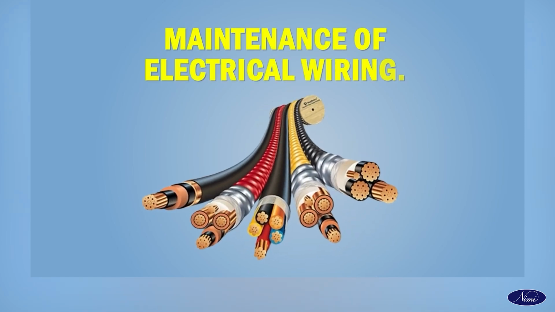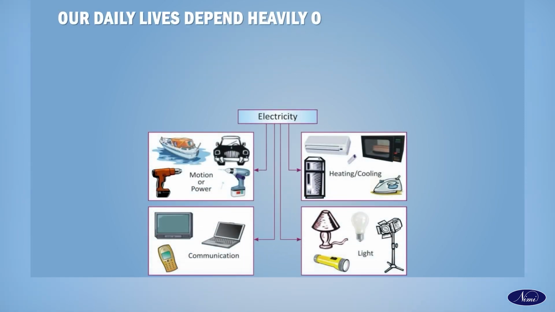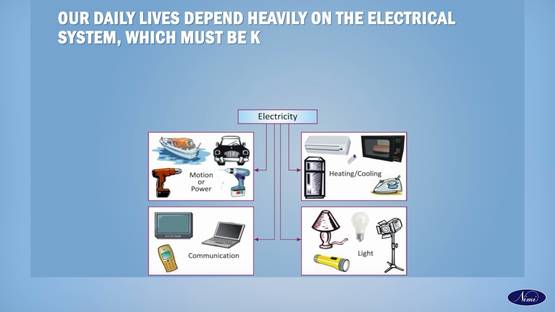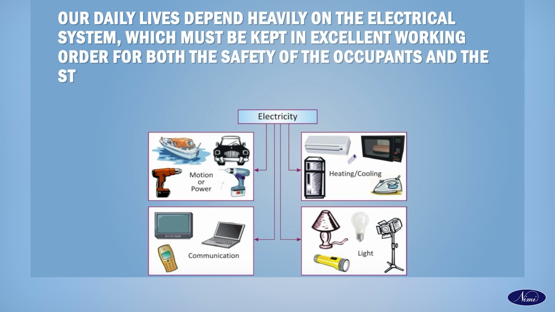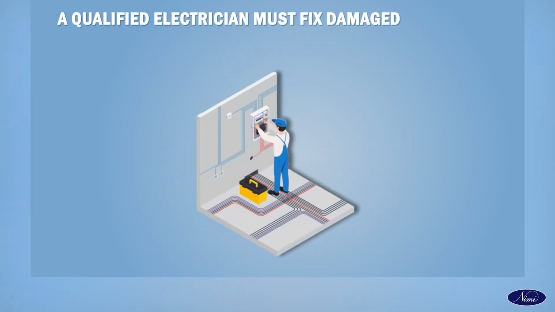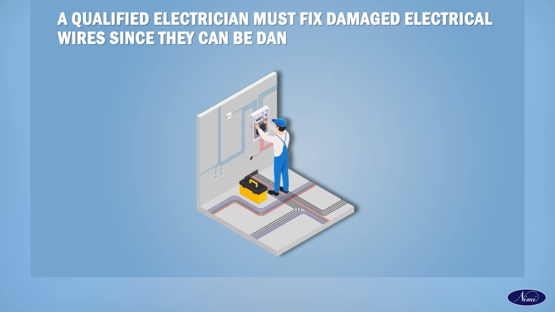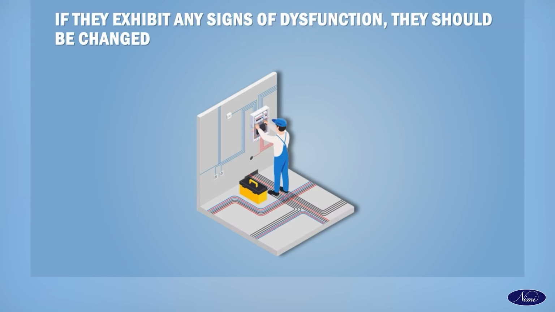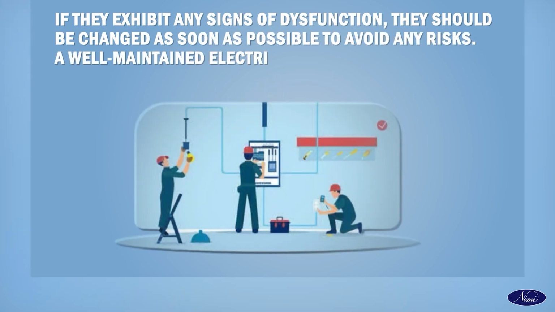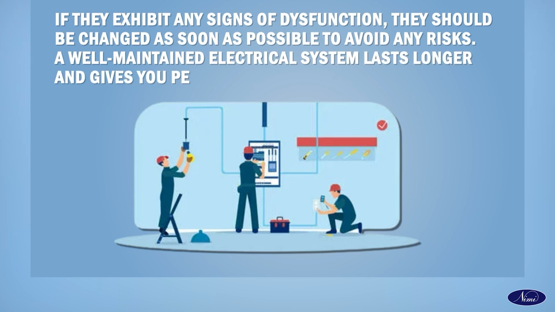Maintenance of electrical wiring. Our daily lives depend heavily on the electrical system, which must be kept in excellent working order for both the safety of the occupants and the structural integrity of the house. A qualified electrician must fix damaged electrical wires since they can be dangerous. If they exhibit any signs of dysfunction, they should be changed as soon as possible to avoid any risks. A well-maintained electrical system lasts longer and gives you peace of mind that your home is safe.